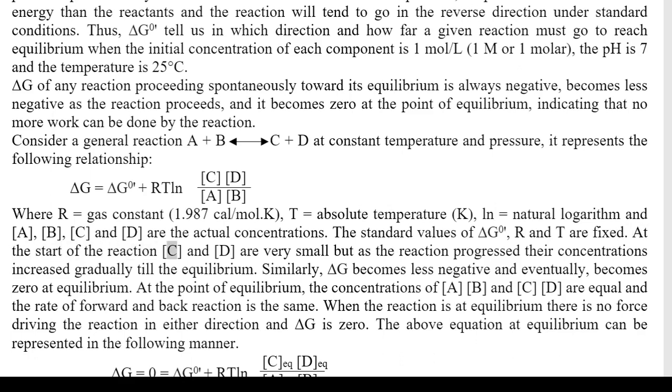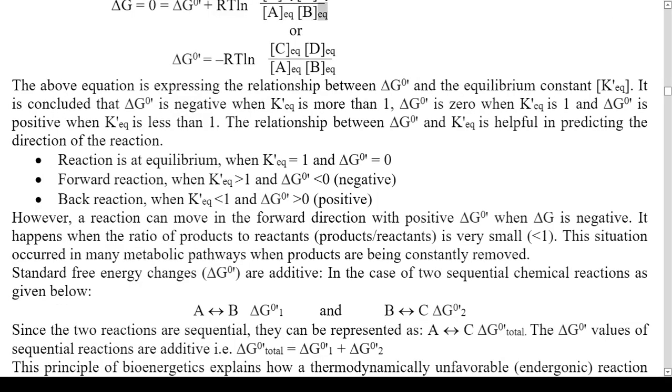At the start of the reaction, C and D are very small, but as the reaction progresses their concentrations increase gradually till the equilibrium. Similarly, ΔG becomes less negative and eventually becomes zero at equilibrium. At the point of equilibrium, the concentrations of A, B and C, D are constant and the rate of forward and back reaction is the same. When the reaction is at equilibrium, there is no force driving the reaction in either direction and delta G is zero. The above equation at equilibrium can be represented in the following manner: 0 equals ΔG0 plus RT ln [C]eq[D]eq/[A]eq[B]eq, or ΔG0 equals minus RT ln [C]eq[D]eq/[A]eq[B]eq.